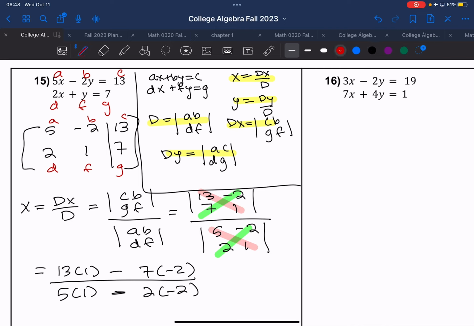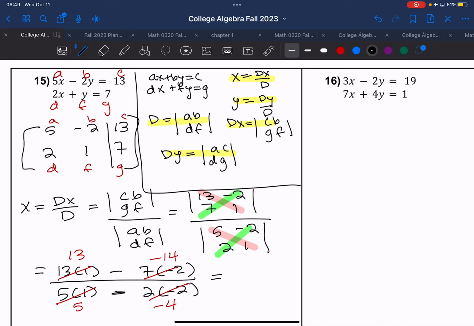And then we simplify this. So we know that 13 times 1 is 13. 7 times -2 is -14. 5 times 1 is 5. And 2 times -2 is -4. So simplifying this, we have 13 minus -4.